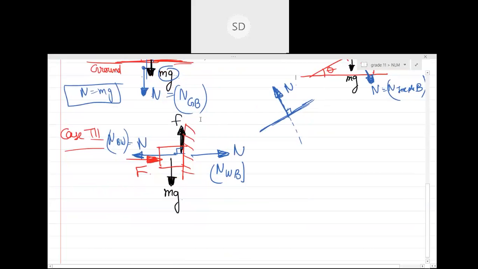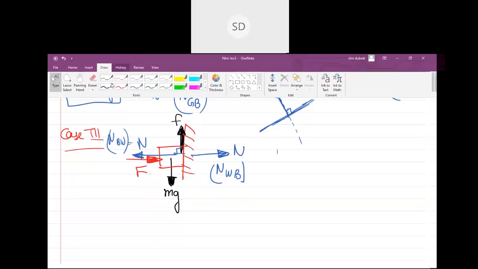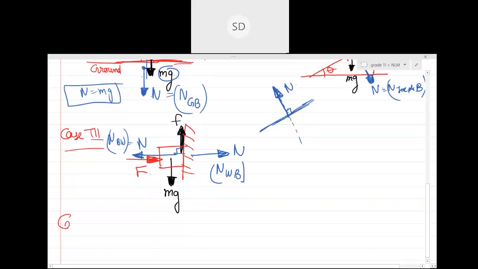And when the surface was like this, vertical, can you see the normal reaction was horizontal? Always remember, the normal reaction will always be perpendicular to the surface on which the object has been kept. So we already did till here. Now let's discuss case 4.